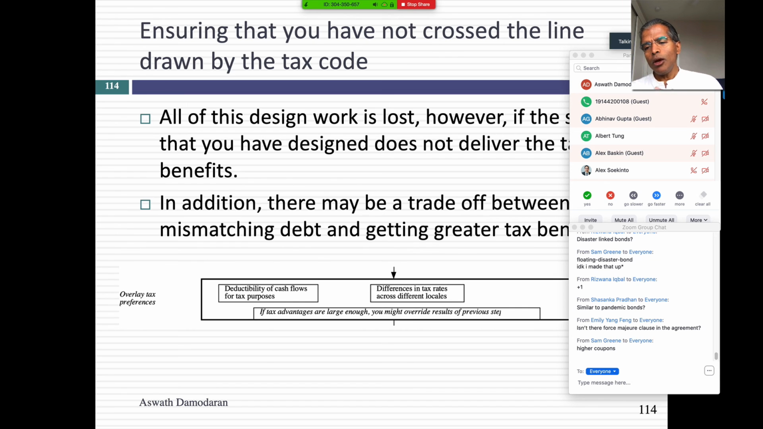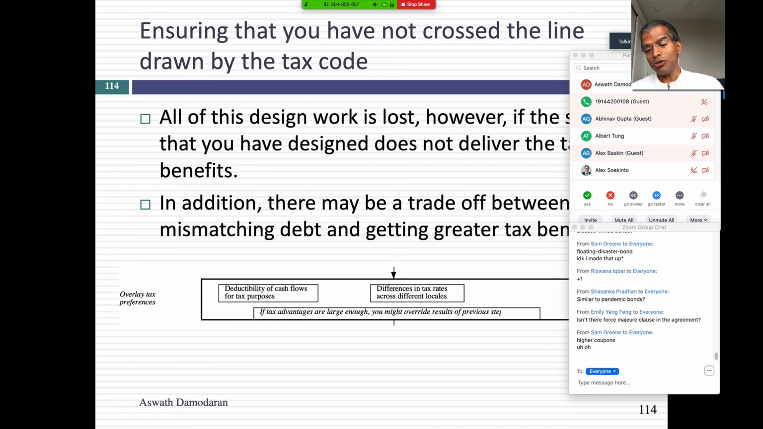Let me explain. What have you done when you've created this bond that is flexible? You've designed a bond that looks like equity, right? In fact, you might have done such a good job that the IRS or the tax guy might look at you and say, that looks so much like equity, we're going to treat it as equity. In which case, all your hard work is down the drain because you no longer get the tax benefits of debt. So you've got to make sure, when you design these creative bonds, that you're still meeting the tax requirements for it to be debt.